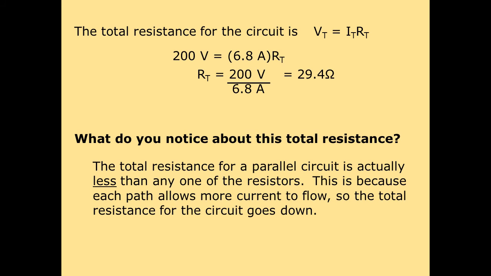Actually, it does. The idea of a parallel circuit is that you're giving the current multiple pathways to get around the loop, multiple ways to go. What that means is the overall resistance actually goes down the more resistors you add in, because you're opening up the circuit and making it easier and easier and easier for current to flow. So the total resistance gets less and less the more parallel resistors are added.